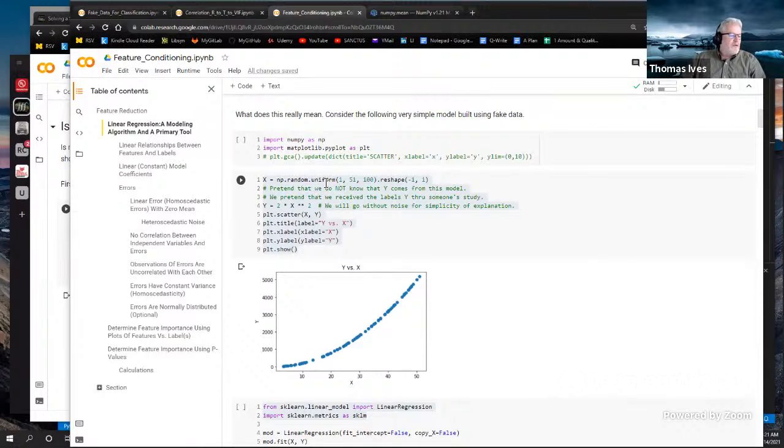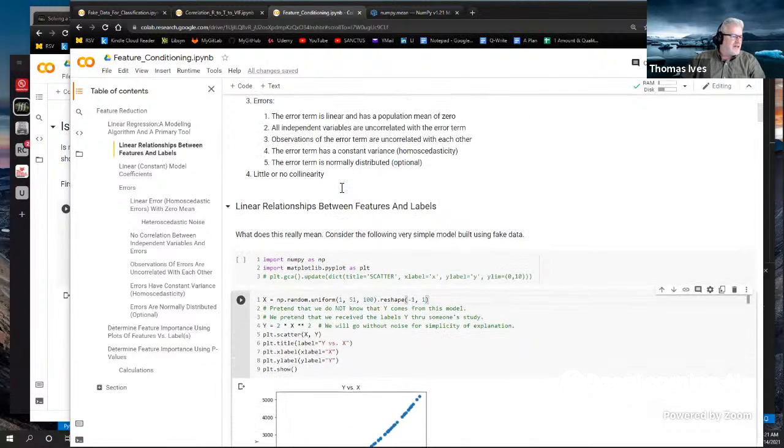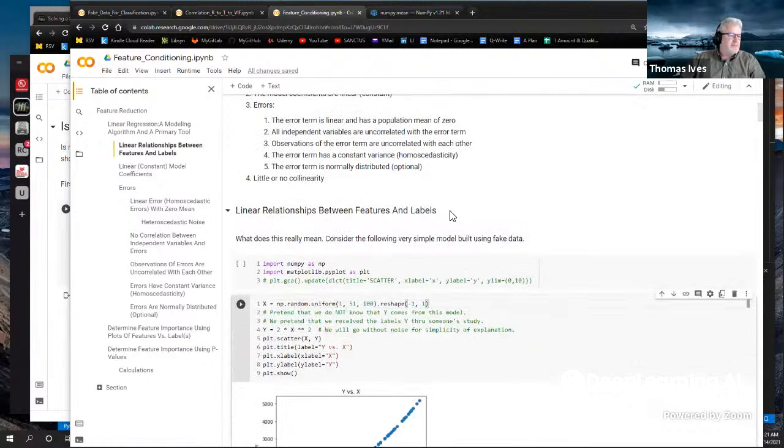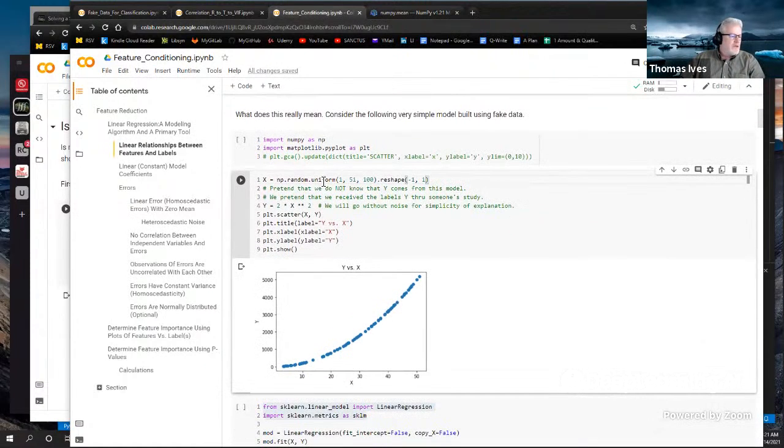When we create this fake data, here's our one fake feature. We're going to test linear relationships between features and labels. What does that really mean? Here I've got some random feature data, and we're going to pretend we don't know how we got Y, but this is how we're getting it. It's 2 times all the feature variables squared.